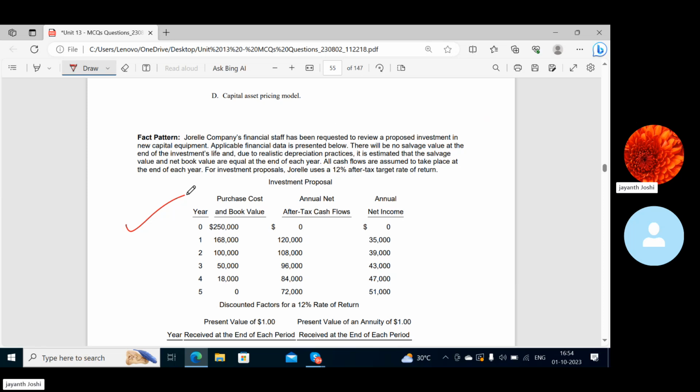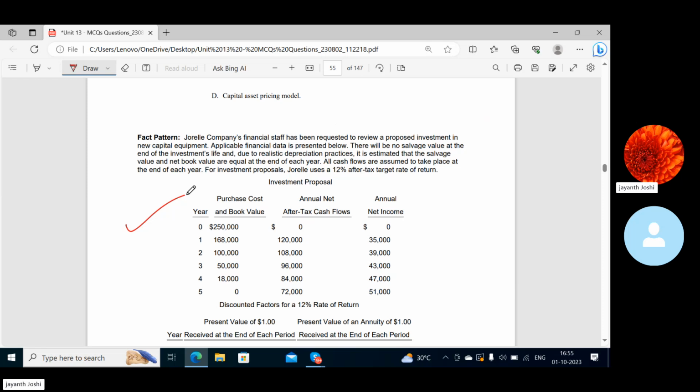So Jorel Company's financial staff has been requested to review a proposed investment in new capital equipment. They want to buy a capital equipment. Applicable financial data is presented below. There will be no salvage value at the end of the investment's life. Due to realistic depreciation practices, it is estimated that the salvage value and net book value, after deducting the depreciation, are equal at the end of each year.